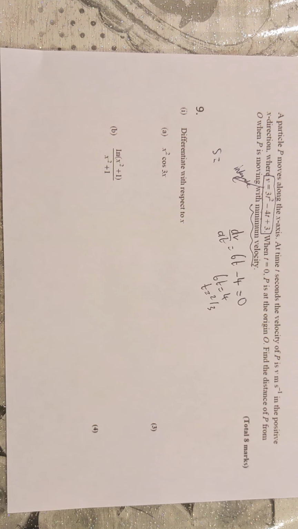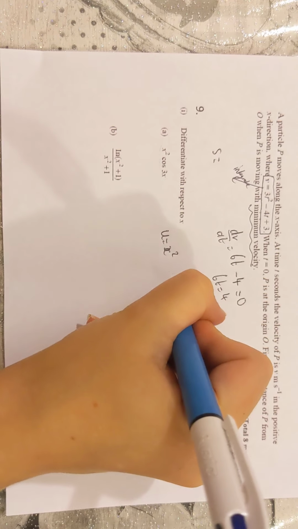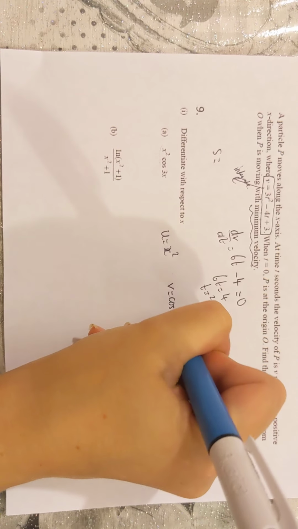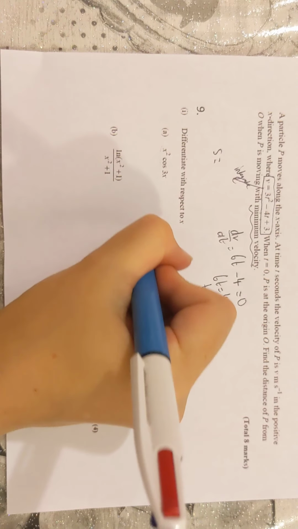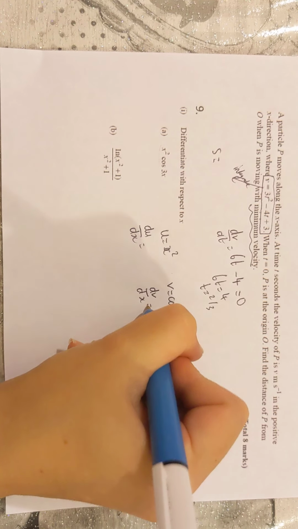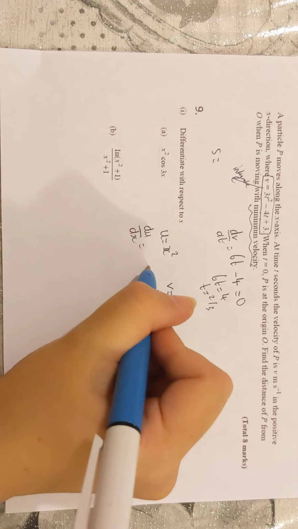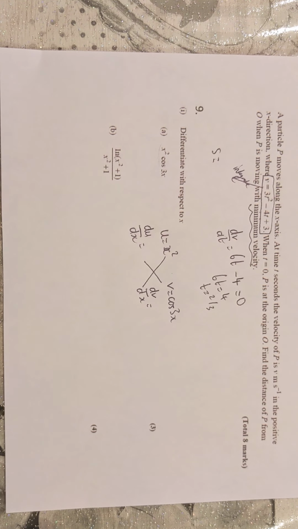Question 9, differentiate with respect to x. So this is year 13 differentiation that we looked at the end of last year. Two things times together, so this is product rule. So u equals x squared, v equals cos 3x. So differentiate them both. And then you do this one times this one plus this one times that one to get dy by dx.